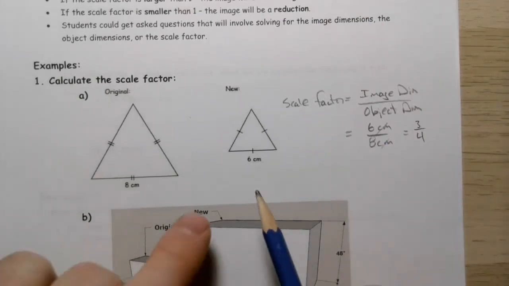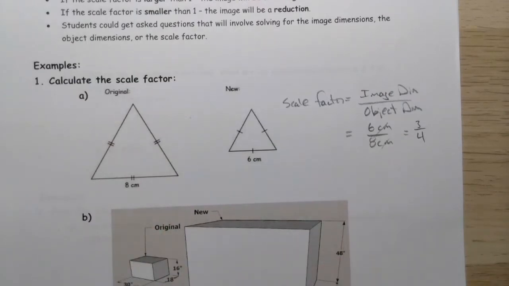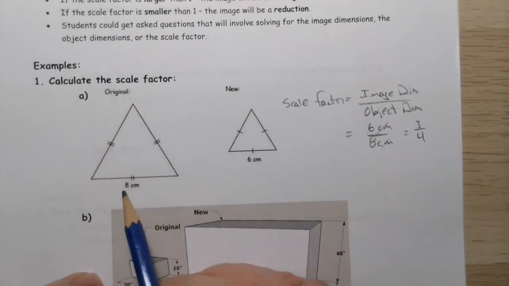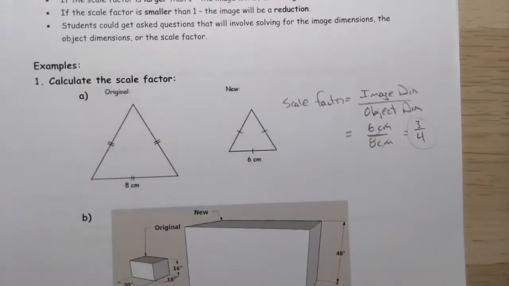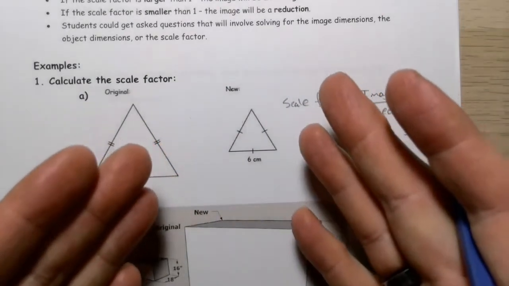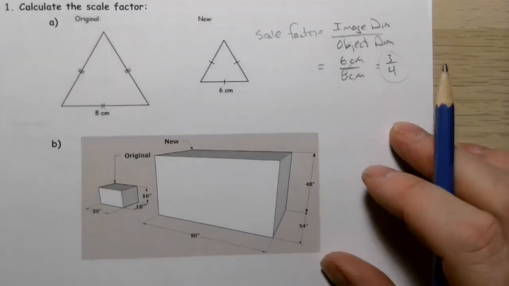So the linear dimensions here, not the area, area is a little different, just the length of the sides here, are 3/4 of the original. Because this is smaller than 1, it has been a reduction. I can see that from the diagram, but just to be clear, the math follows that.